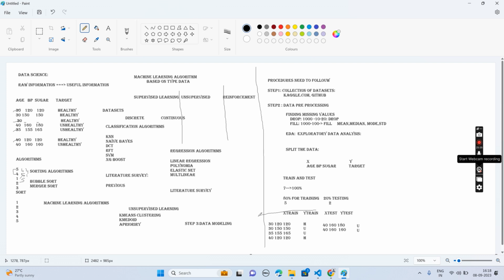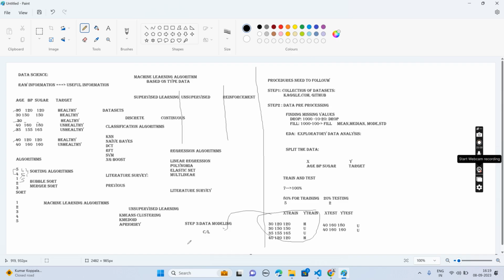I'm going to pass this X-train, Y-train data to the data modeling, meaning the algorithms, whether classification or linear algorithms. Then this algorithm is going to train. After training, we need to conduct a test, right? To see how much this algorithm has learned.